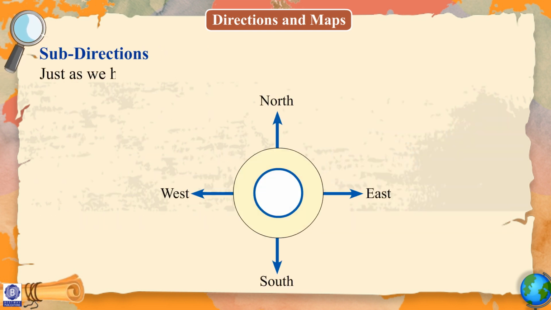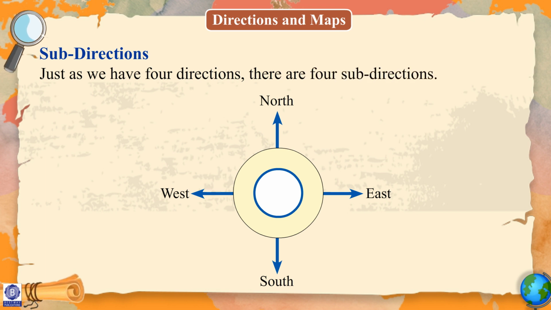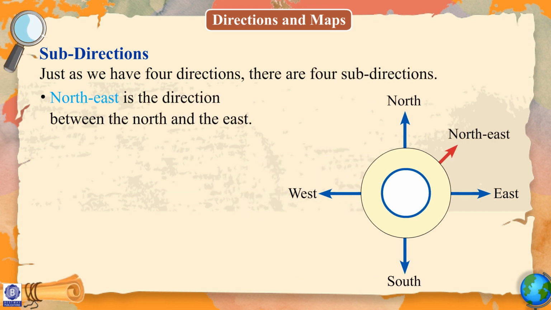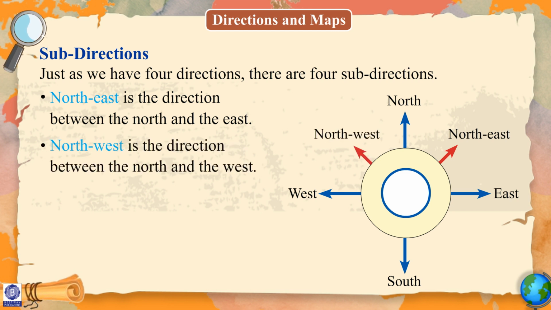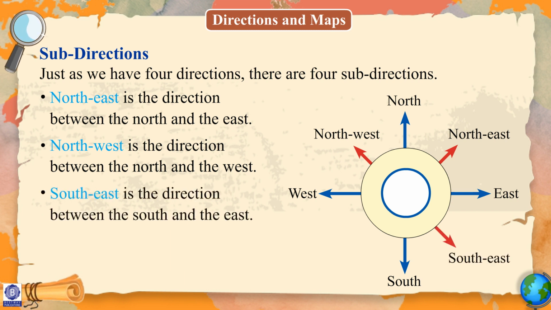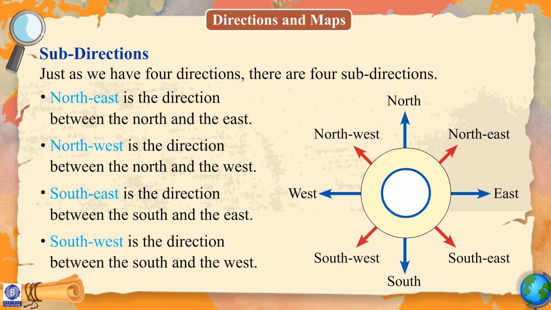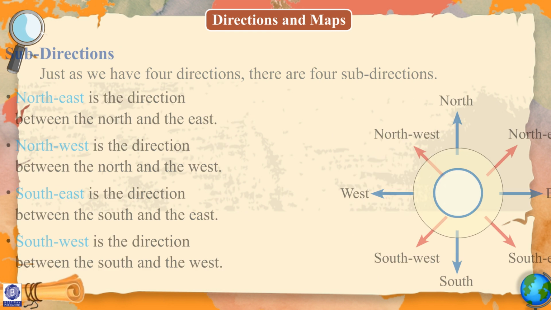Sub-directions. Just as we have 4 directions, there are 4 sub-directions. Northeast is the direction between the north and the east. Northwest is the direction between the north and the west. Southeast is the direction between the south and the east. Southwest is the direction between the south and the west.